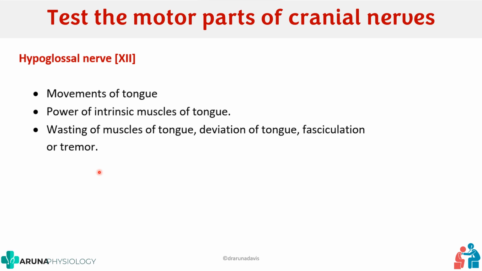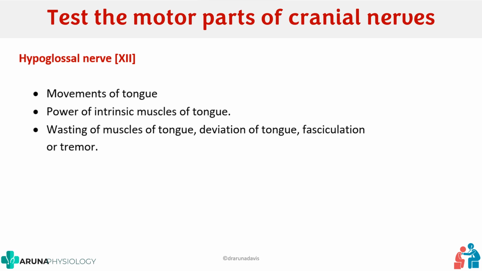So you have to check for the movement of tongue, part of the intrinsic muscles of tongue, check for any wasting, deviation, fasciculation or tremor. So that will complete our motor part of cranial nerves. So I'll be doing a separate video for cranial nerves wherein I'll be explaining how to do each of this. Okay, but this is a part of the motor system examination also.